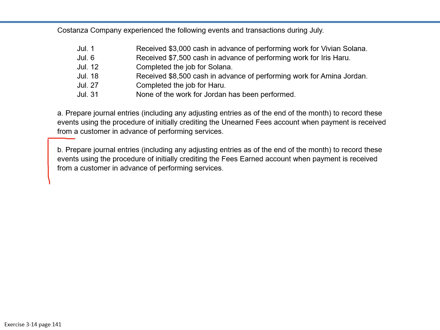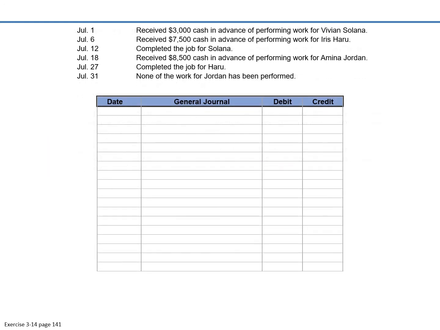Here we go. So part B, they say to prepare the journal entries if their procedure was initially to credit the fees earned account when the payment's received, right? So this is the opposite direction, so to speak. So let's look at that. So receive $3,000 cash in advance for performing work for Vivian, but they record it directly to fees earned. So in this case, we record cash, increase cash with a debit, and increase fees earned revenue with credit. Same thing for July 6th, just a different amount, right?